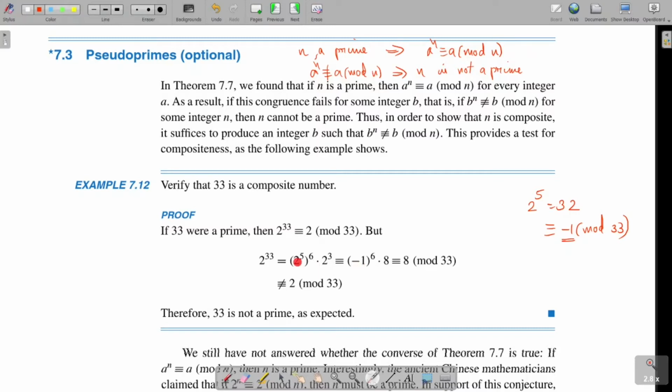So this is congruent to -1 raised to 6 into 2 cube, which is 8, which is congruent to 8 mod 33. So this is one of the least positive residues modulo 33. This number is less than 33, a number among the least positive residues. So we can conclude that 2 raised to 33 is not congruent to 2 mod 33. It is actually congruent to 8 mod 33. Therefore 33 is not a prime number.